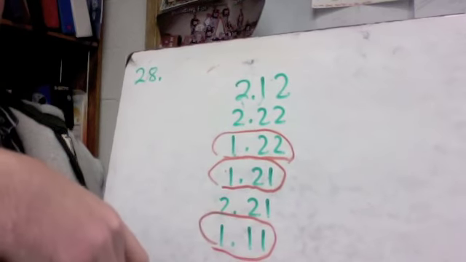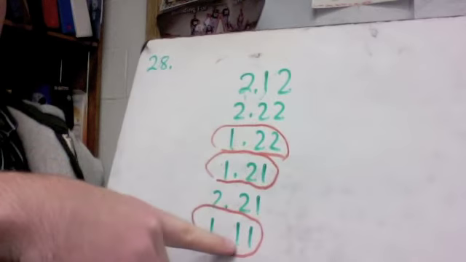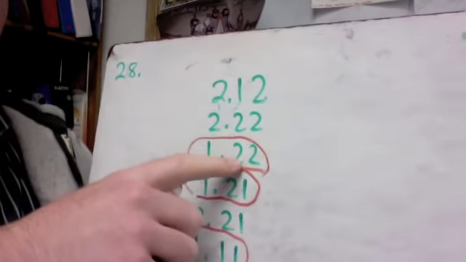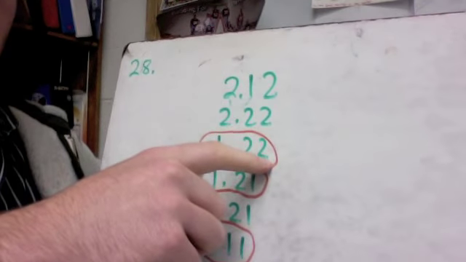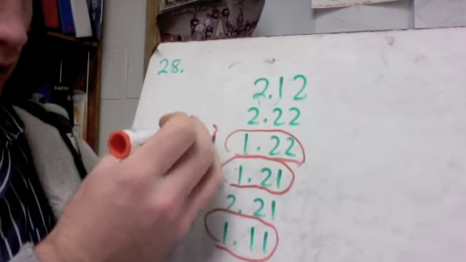1 tenth, 2 tenths, 2 tenths. 1 tenth is the smallest. Then 2 tenths, 2 tenths, 2 hundredths, only 1 hundredth. So we're going to have 2 and then 3.